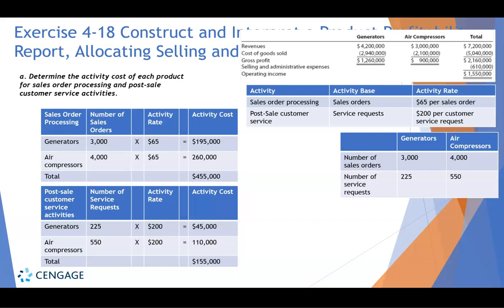Here we see sales order processing. For generators, we have 3,000. For air compressors, we have 4,000. So if we multiply those both by $65 per sales order, we've got the activity cost of $195,000 for generators and $260,000 for air compressors. For customer service activities, we have a $200 activity rate. For generators, we're estimating 225 service requests, whereas the air compressors are 550 service requests.